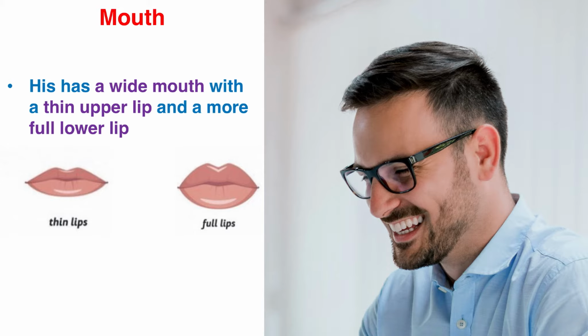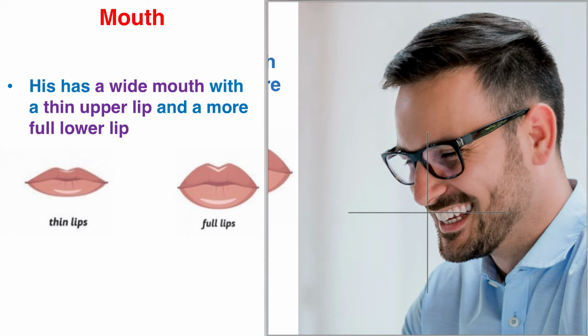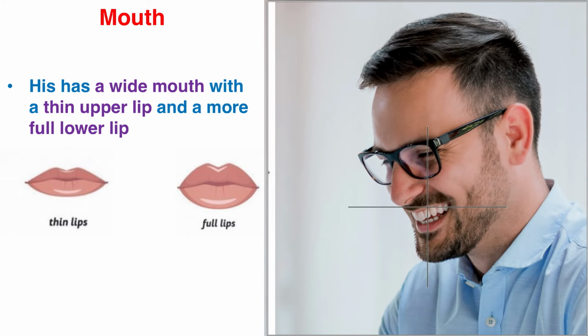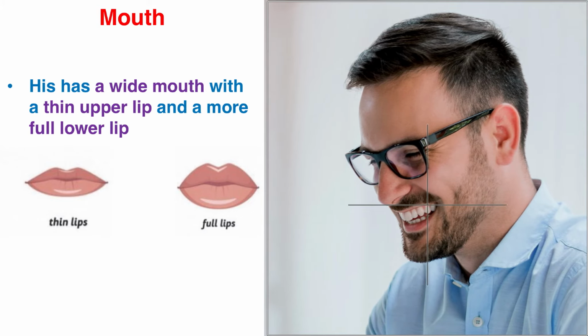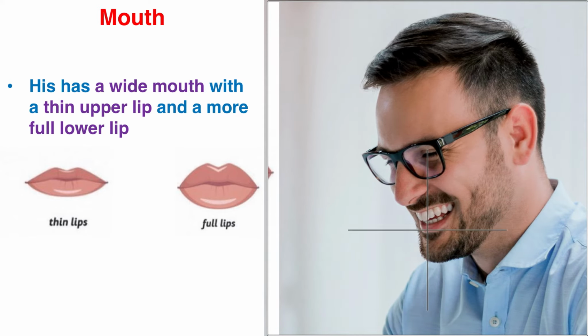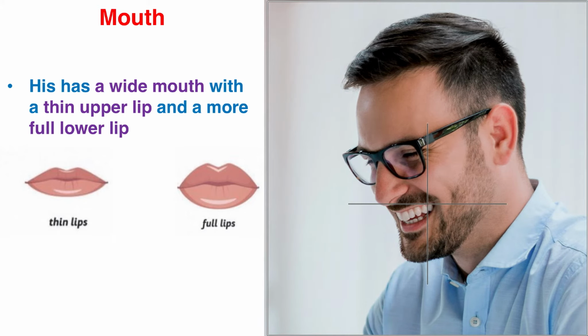Now, let's talk about his mouth. He has a wide mouth with a thin upper lip and a more full lower lip. So his mouth is wide from here to here and back. And then his upper lip is very thin. There's almost no lip here at all. Versus his lower lip, which you see here, is more full. But his upper lip is almost non-existent, or not even there.